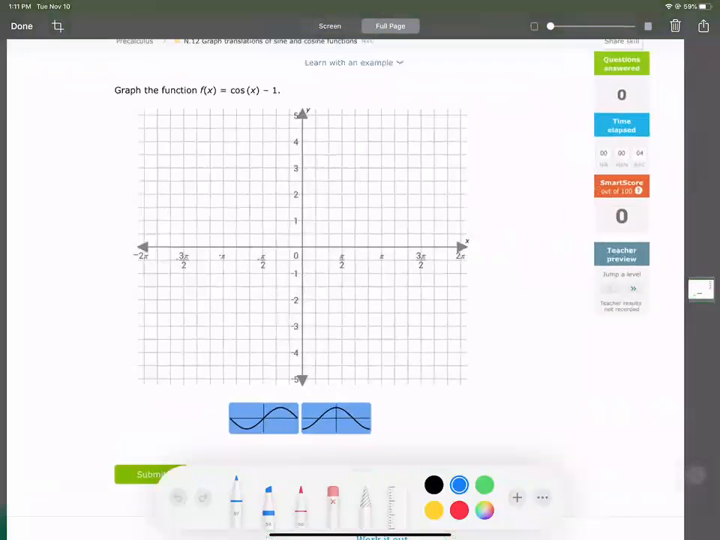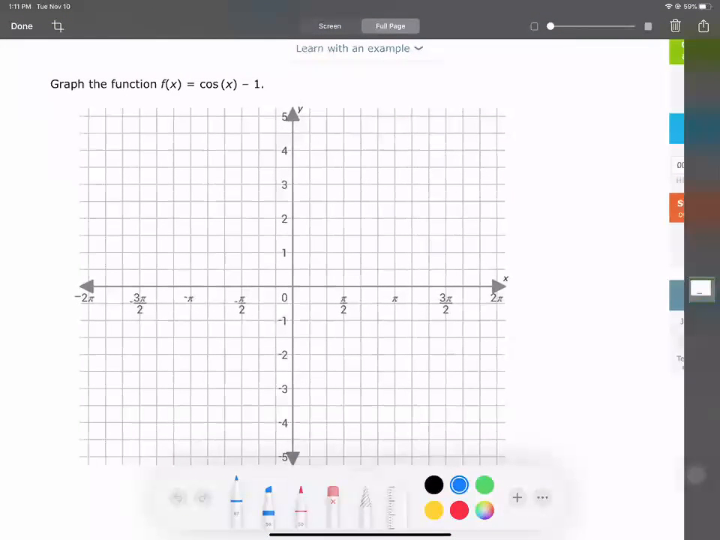All right, so we're just reviewing today the cosine of x minus 1. As I normally do, I'm going to write my A, B, C, D. A is 1, B is 1, C is 0, and D is -1. How do we know this? Because remember, it's A cosine bx minus c plus d.